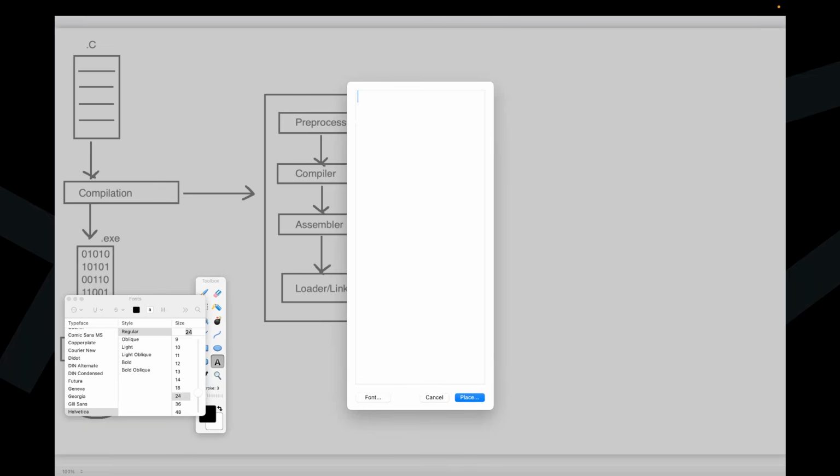What are the 6 phases inside the compiler? Observe carefully. The first one is lexical analysis. Next is syntax analysis. Next is semantic analysis. Next is intermediate code generation. Next is code optimization. Then after that, code generation.